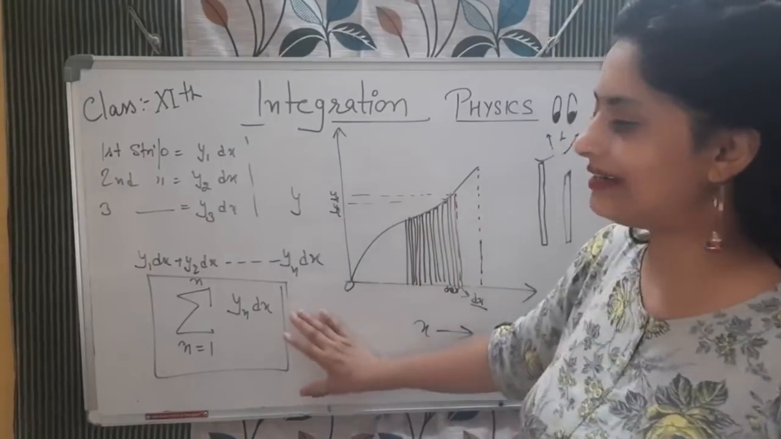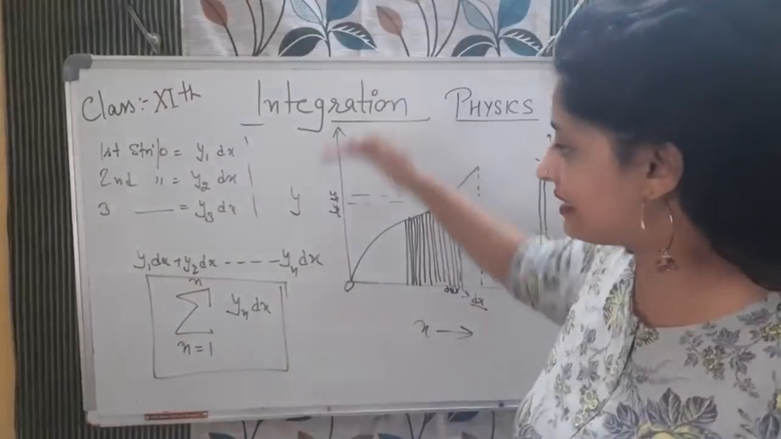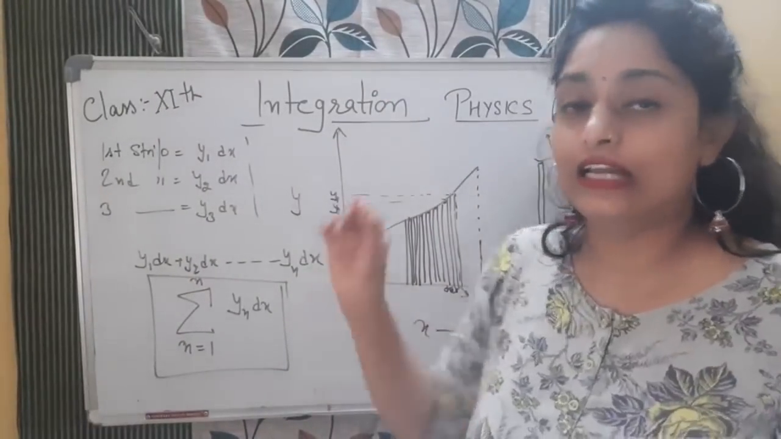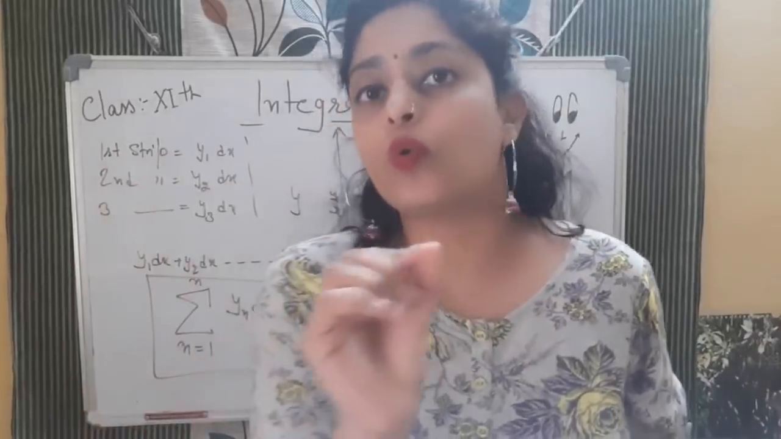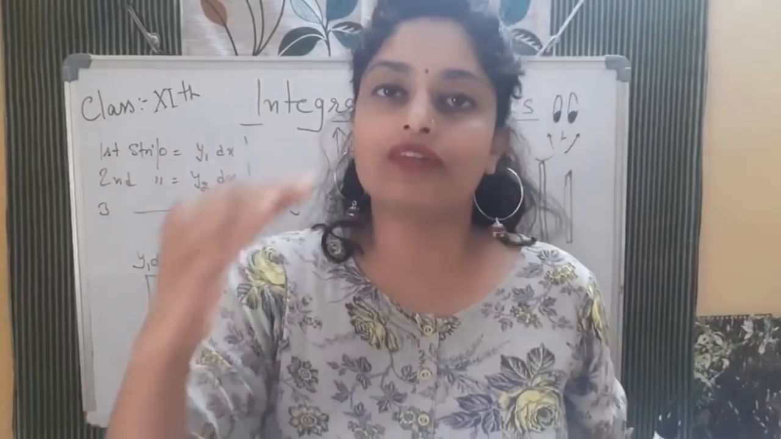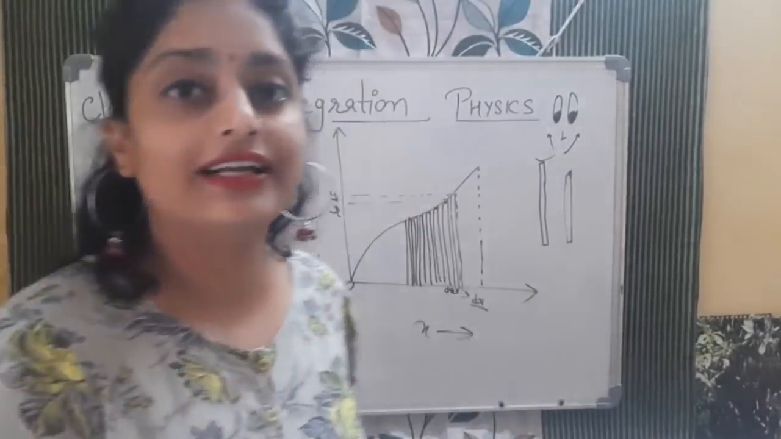You can calculate it like this, but you need to find the exact area under the curve, and in that case you will use integration. Differentiation was what? The slope of the y versus x graph. Integration is what? The area of the y versus x graph. This is the reverse process, in which you are calculating area.